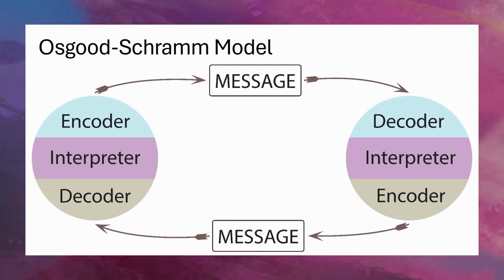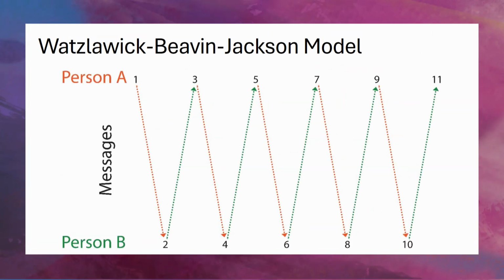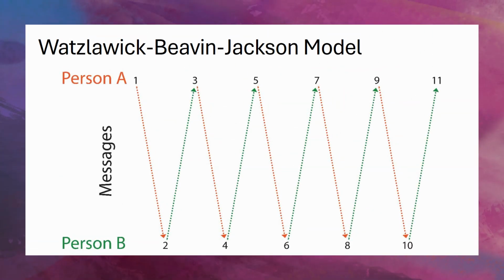The Osgood-Schramm model is an example of an interaction model of communication. Communication is continuous and conversational, where every message is meaningful. It involves a process of stimulus, response, and reinforcement, and can be analogical or digital, symmetrical, or complementary. This is described in the Watzlawick, Beavin, and Jackson model and Osgood and Schramm model. The Watzlawick-Beavin-Jackson model further explores the complexity of communication.